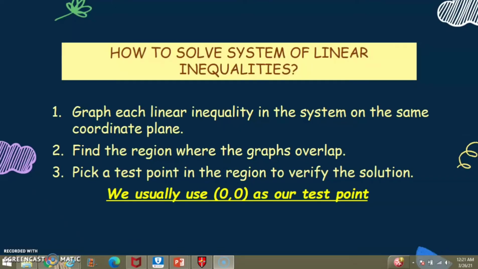How to solve a system of linear inequalities? First, graph each linear inequality in the system on the same coordinate plane. Second, find the region where the graphs overlap. Lastly, pick a test point in the region to verify the solution. Take note, we usually use (0, 0) as our test point.